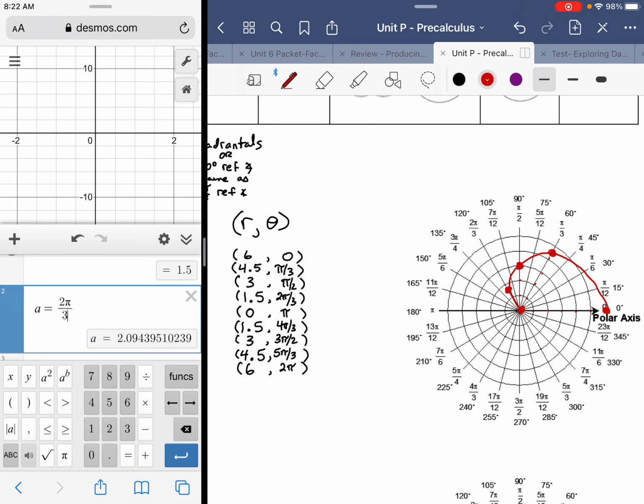So I can actually get this part of the curve. 1.5 steps in the direction of 4 pi over 3. 3 steps in the direction of 3 pi over 2. 4.5 in the direction of 5 pi over 3. And then back to 6 steps in the direction of 2 pi. And so this would be your curve. Oh, a little miss at the end there. And actually I kind of went wide initially.